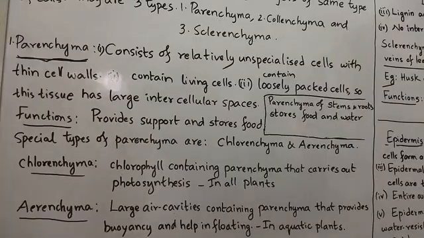Parenchyma consists of relatively unspecialized cells with very thin cell walls. Parenchyma contains living cells, meaning they contain the same type of cytoplasm as is present in meristematic cells. And parenchyma contains loosely packed cells, meaning that within parenchyma the cells are loosely packed so that large intercellular spaces are present in parenchyma.